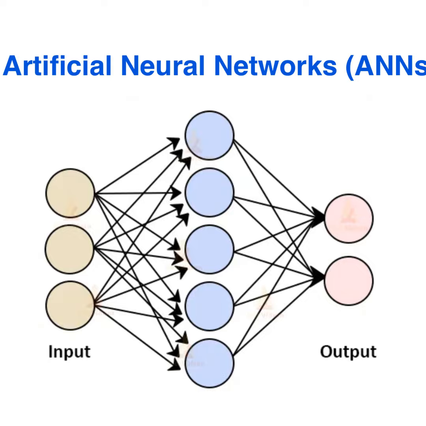LSTMs introduce this more sophisticated memory mechanism, allowing them to selectively remember or forget information over longer periods. They have these gates that control the flow of information, ensuring that relevant details are retained, while irrelevant ones are discarded. So it's like they have this built-in filter. Yeah, like a filter, preventing the important information from getting lost in all that noise. Right, and that makes them much better at capturing those long-term dependencies.